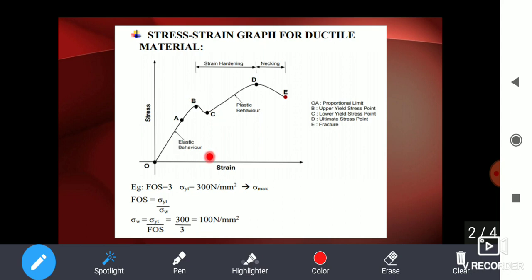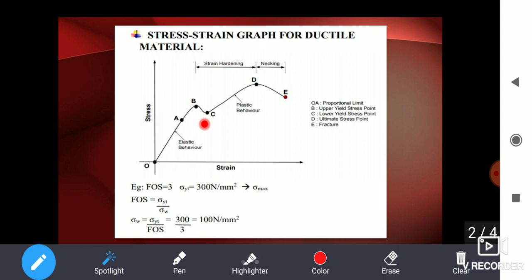So now we'll be going to point B. So the relationship will be between point B and C. Point B is called the upper yield stress point. At point B, the yielding gets started. So the material has started to change its shape.